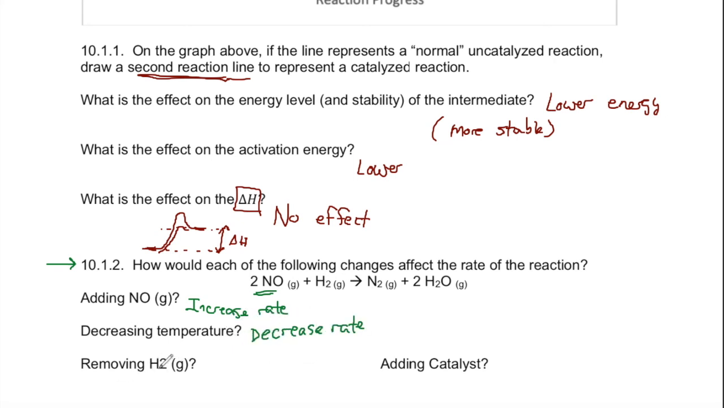If you are removing some of the hydrogen gas that is needed for the reaction, it's like taking cars off of the road. You're going to have fewer collisions. So this is also going to decrease the rate. And then adding catalysts always increases the rate. It makes things go faster by stabilizing that intermediate and lowering the activation energy. So this would have a rate increase.